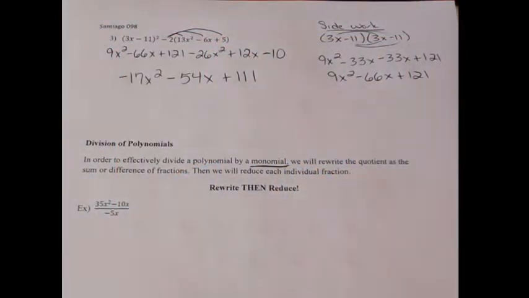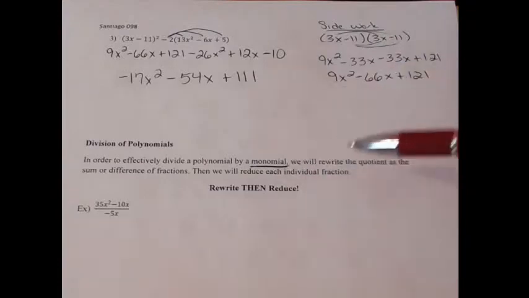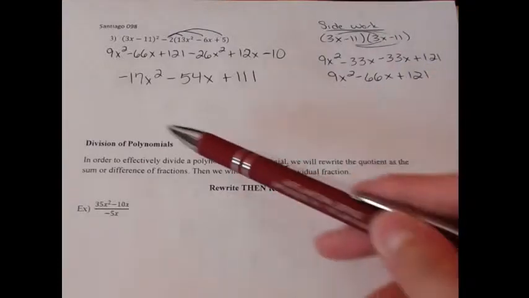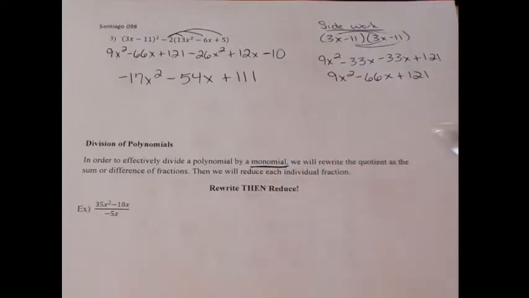So in order to effectively divide a polynomial by a monomial, we're going to rewrite the quotient as the sum or difference of fractions, right? And I'll show you what I mean by that in a second. And then we will reduce each individual fraction. So when we divide polynomials, we rewrite, then reduce.